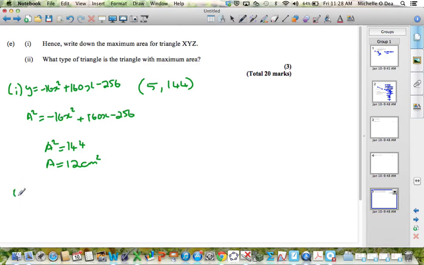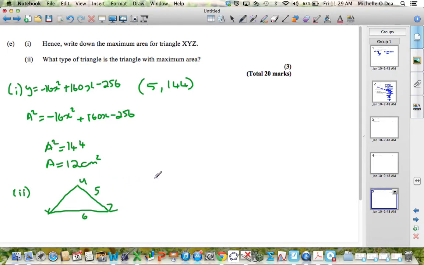Part 2, just as easy, because then it says what type of triangle is the triangle with the maximum area. So then all we need to do is say, all right, well, I know that the maximum area happens when x is 5. So I have a triangle, if I quickly draw it. What do I have? X, Y, Z. And I already know this is 6. We know the maximum area occurs when x is 5. So this is 5. And again, go back to what you already know.